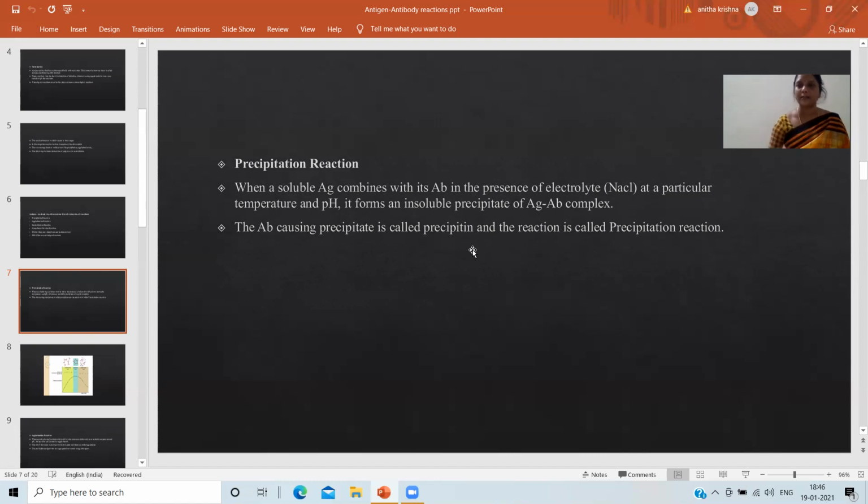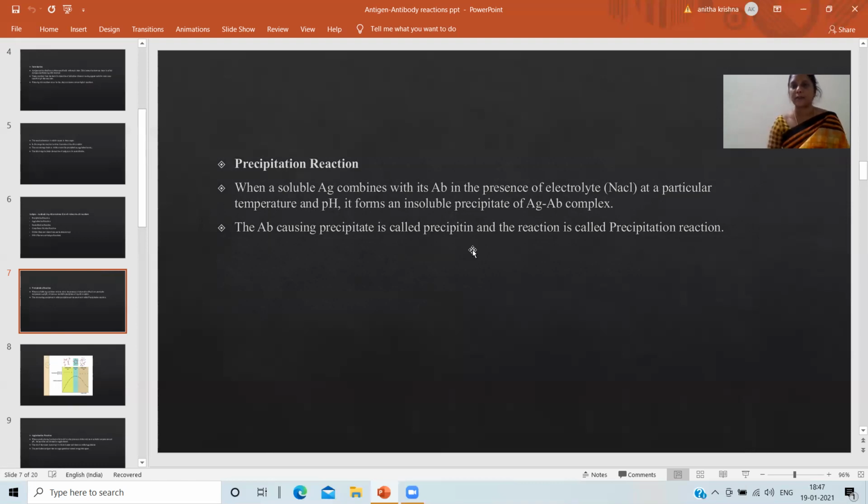So what are you doing? You're taking a series of test tubes, adding a constant amount of antibody, and to this you're adding your antigens in increasing amounts. Then after that, you have to keep the test tubes aside and allow the antigen to react with the antibody and allow the precipitate to form.